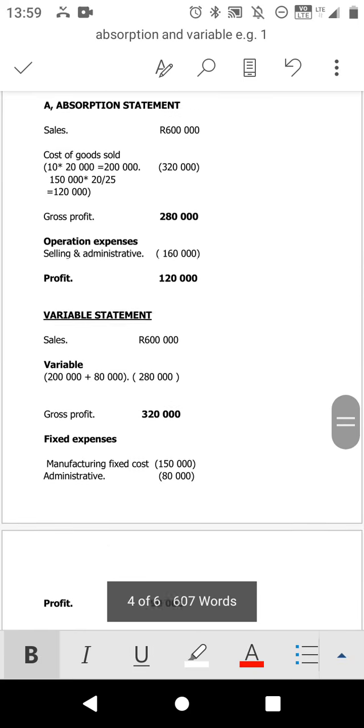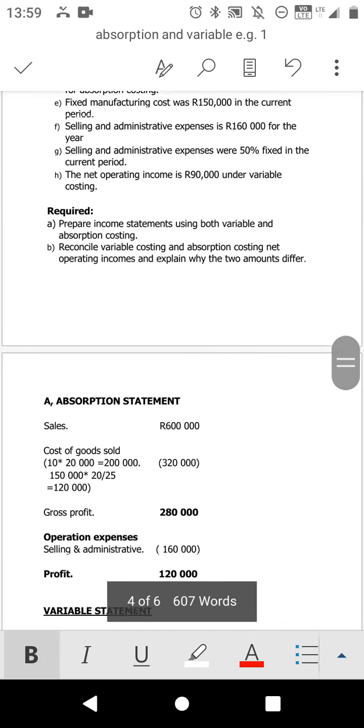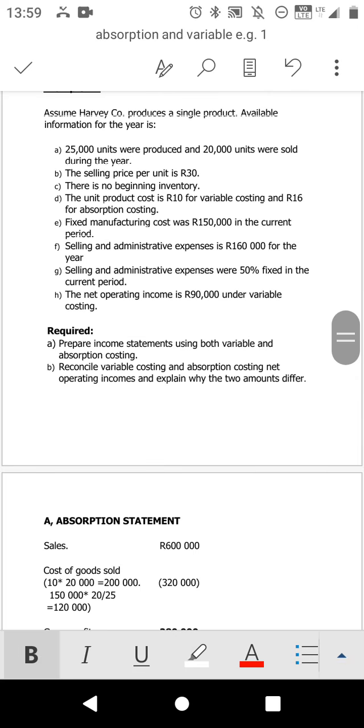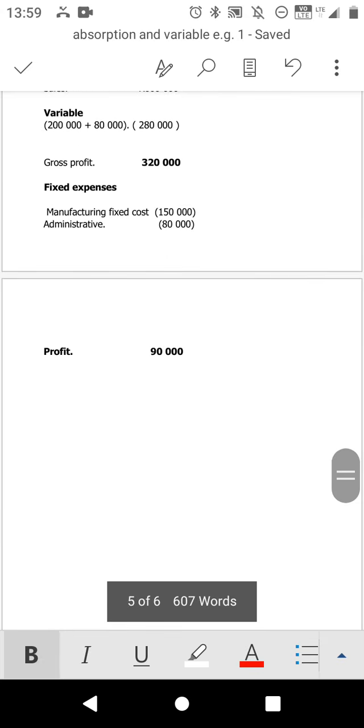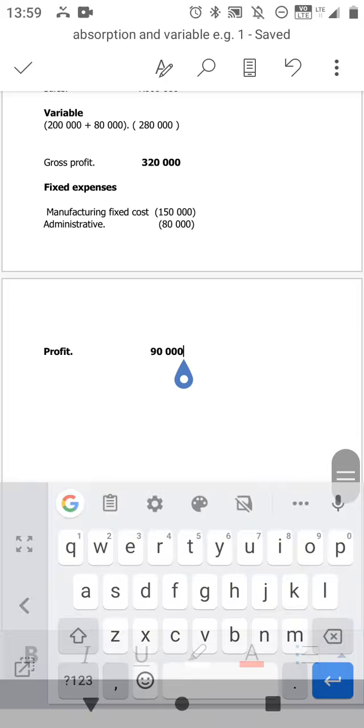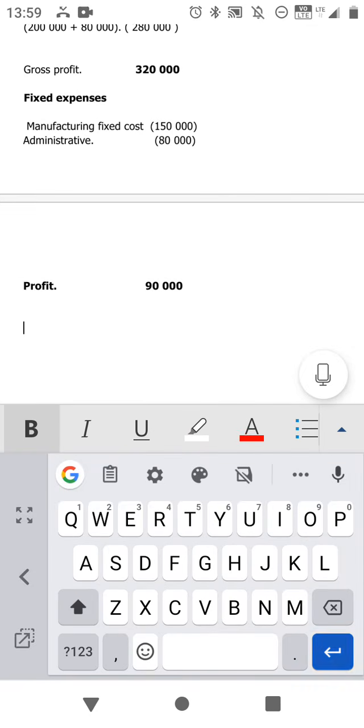We are done with the two income statements. Remember, the second question says reconcile the variable costing and absorption costing net operating incomes. This question is simple if you get the profit correctly. Number B, let's answer this one.